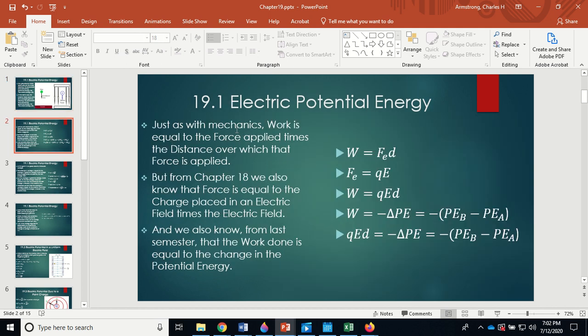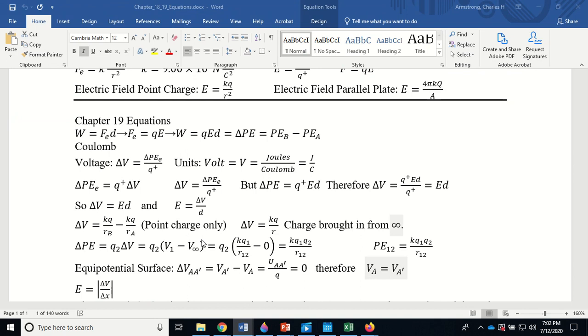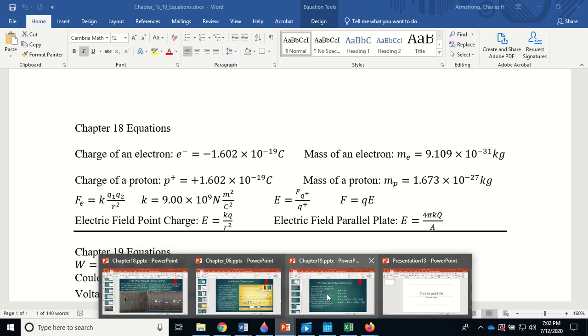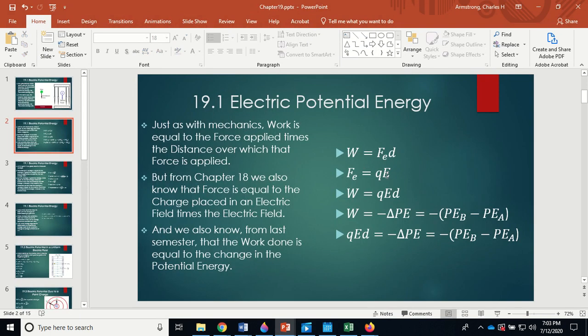Okay, just as with mechanics, work is equal to force applied times the distance over which that force is applied. Work equals the force on our charged particle times the distance over which that force is applied. From chapter 18, we have this equation. Force equals charge times the electric field.